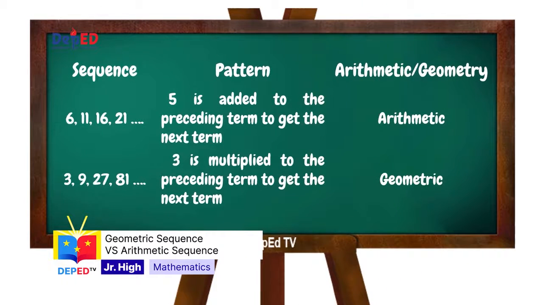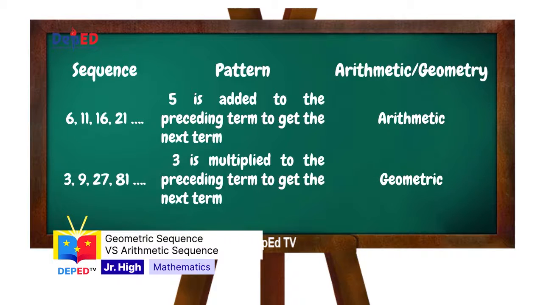Using the table, determine the pattern and the type of sequence the following belongs. For sequence A, that's 6, 11, 16, 21, and so on. What is the pattern? Yes, that's correct. 5 is added to the preceding term to get the next term. What type of sequence is that? Correct. That is arithmetic sequence.